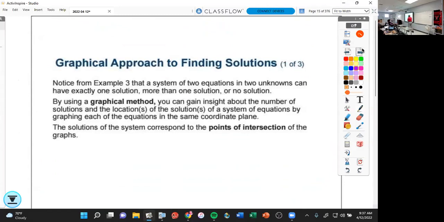Okay. From example 3, we had a system of 2 equations with 2 unknowns. It can have exactly 1 solution. It can have more than 1 solution. It can have no solution. By using a graphical method, you can gain insight about the number of solutions and the locations by graphing each equation on the same coordinate plane. The solutions to the system correspond to points of intersection of the graphs.